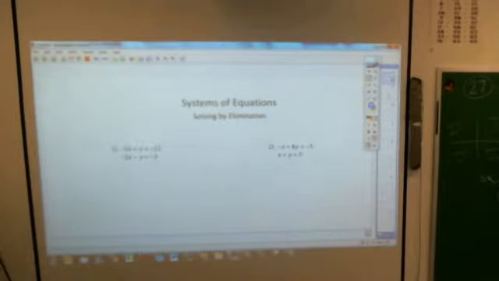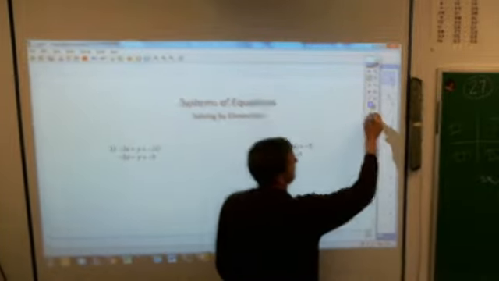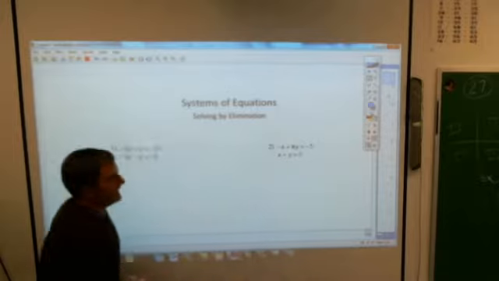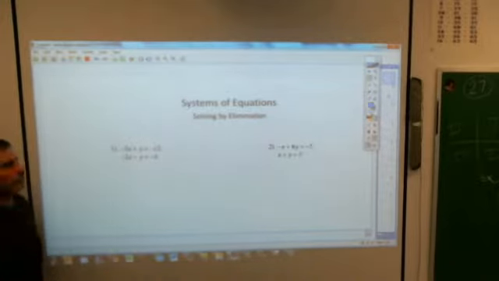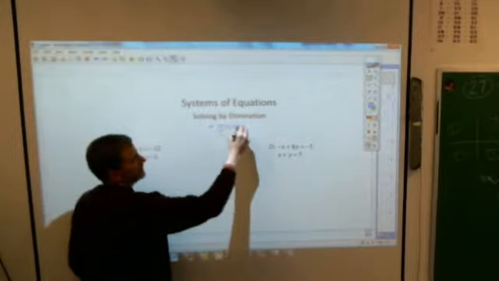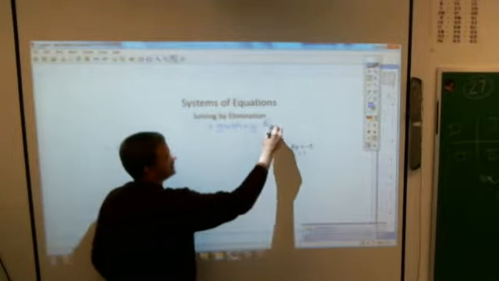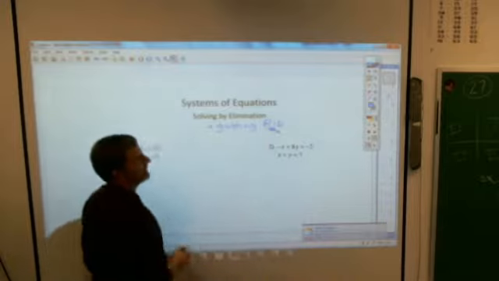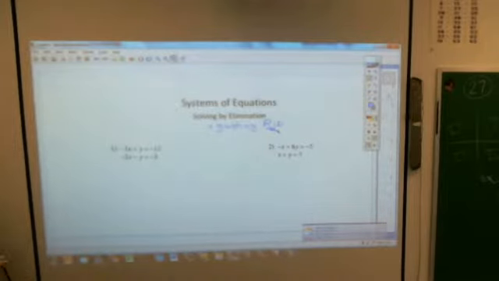Okay, here we go. Solving systems of equations by elimination. This is your notes, by the way. Did I give everybody a piece? And it is just like it says, you are solving these things by getting rid of a letter. That's why it's eliminating. You are getting rid of one entire letter there.